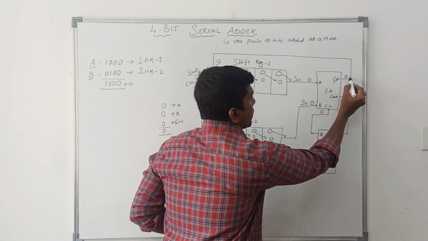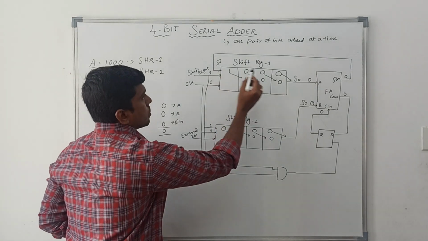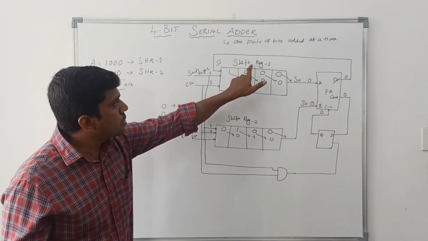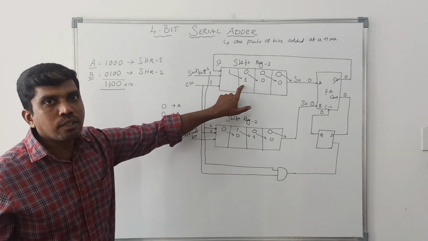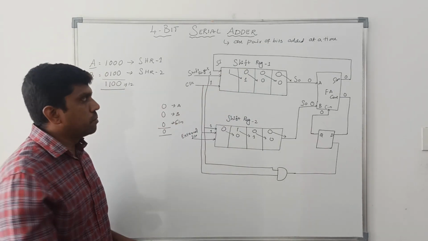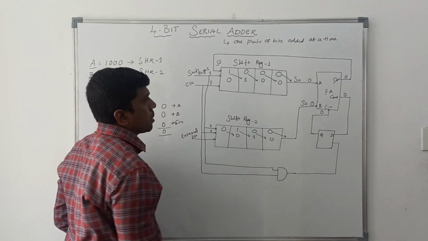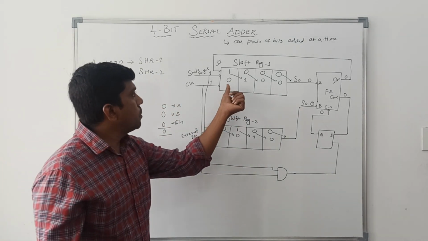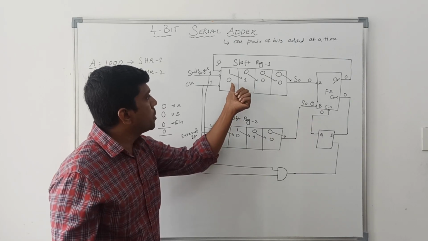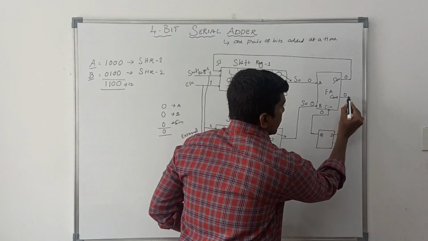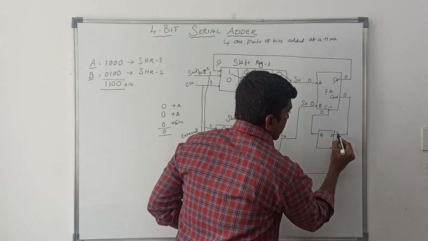This 0 is fed back to here, so this 0 is given to the input of the shift register. Shift register 1 stores the A value and also stores the sum. So now the MSB bit is 0, and this 0 represents the sum. Now the shift register 1 value is 0 1 0 0. Then this carry out value is given to the input of the D flip-flop.